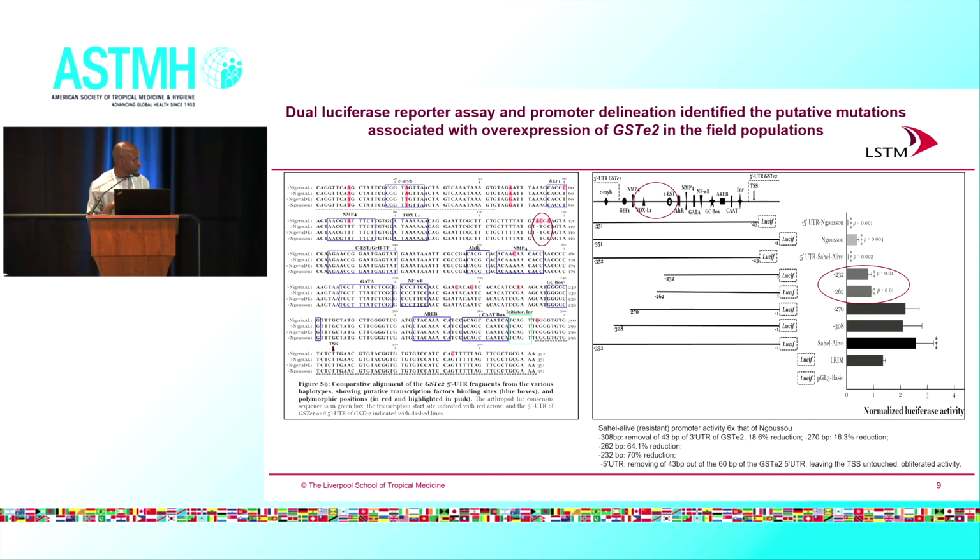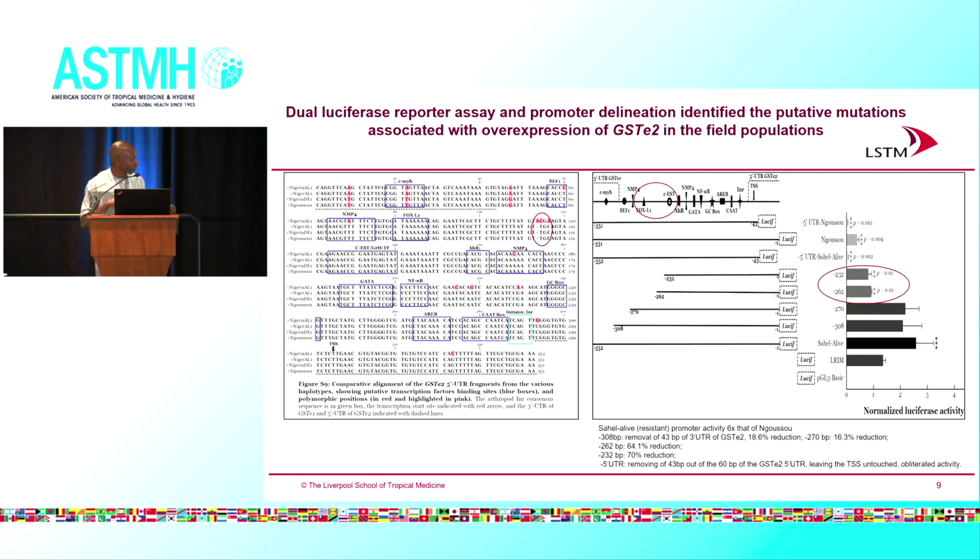We saw that the promoter or the intergenic region from the resistant mosquitoes, here called Sahel alive, is 6 times more active compared to the promoter from Ndoso. Then, to find out if there are potential nucleotides responsible for overexpression of GSTE2, we did promoter delineation. We kept removing chunks of the promoter, cloning it, and testing its activity. As you can see, when we remove the 3' UTR of GSTE1, which is the neighboring gene of GSTE2, this minus 308 fragment, somewhere here there is a reduction in the promoter activity. So gradual removal of the regulatory element results in a decrease in activity.